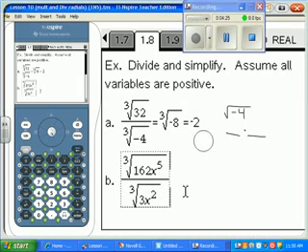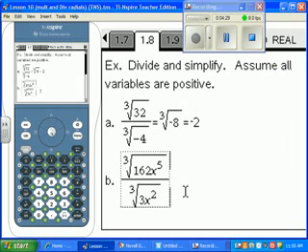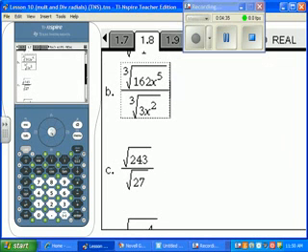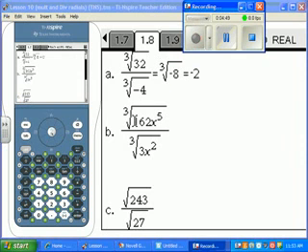Okay, so we're moving here. We've got the cube root of 162x to the 5th and the cube root of 3x squared. Now, when you divide variables, what do you do with their exponents? Subtract. When you multiply variables, what do you do with their exponents? Add. Okay, so when you divide variables, you subtract their exponents. So I want you to go ahead and give this one a shot. Check mine.